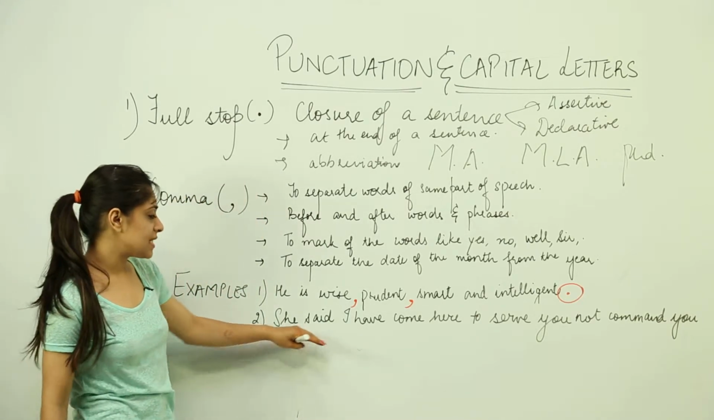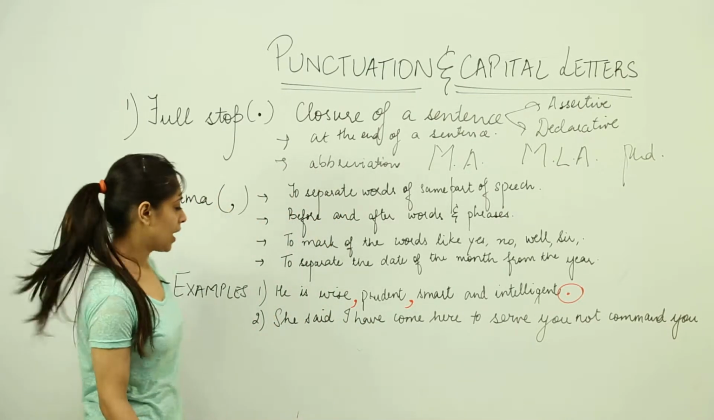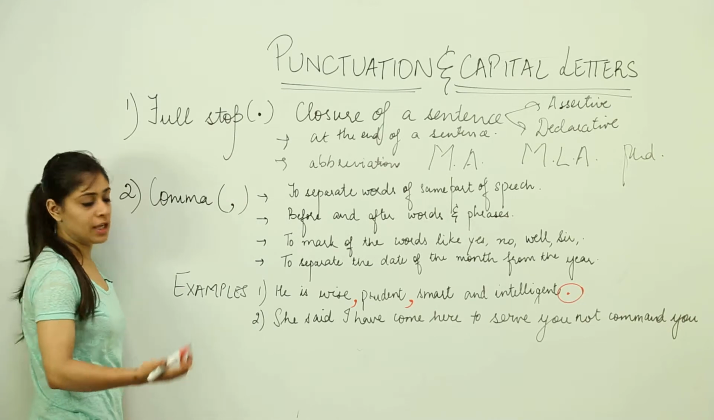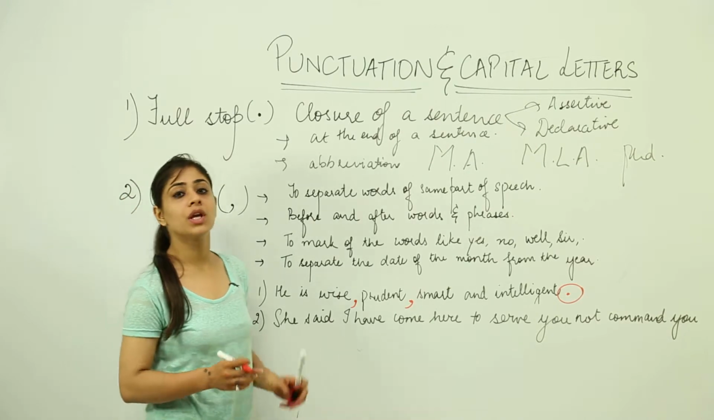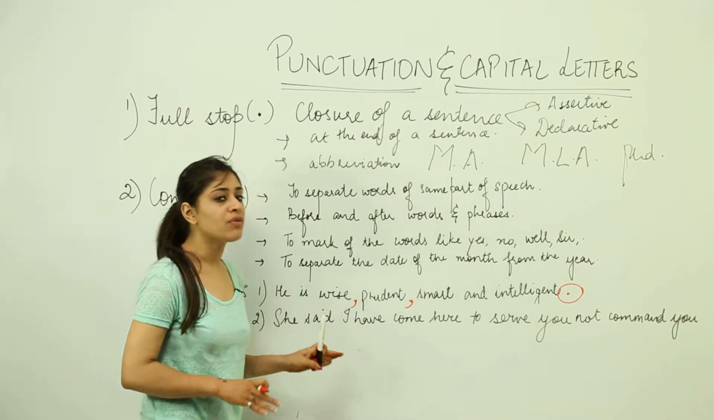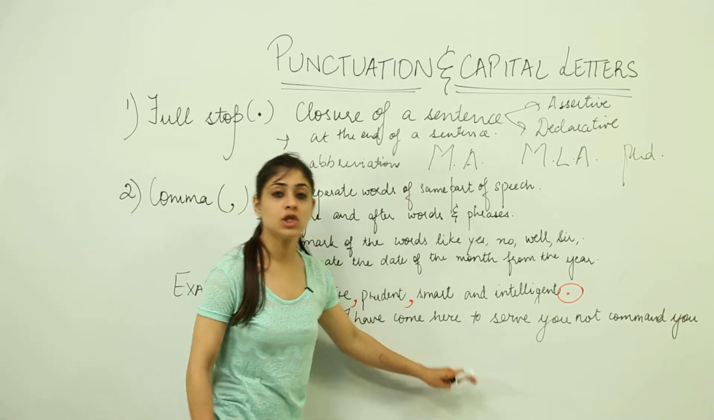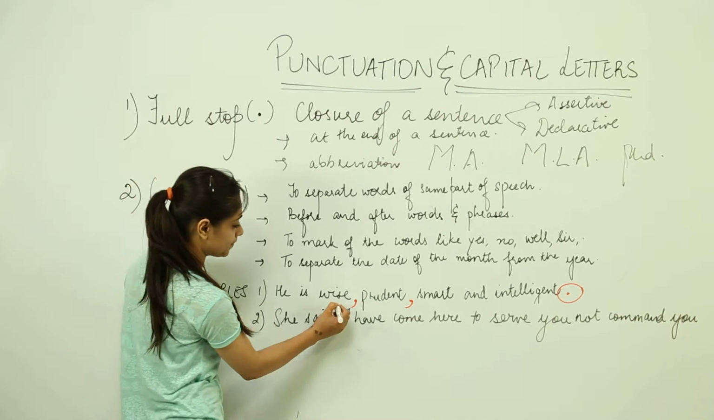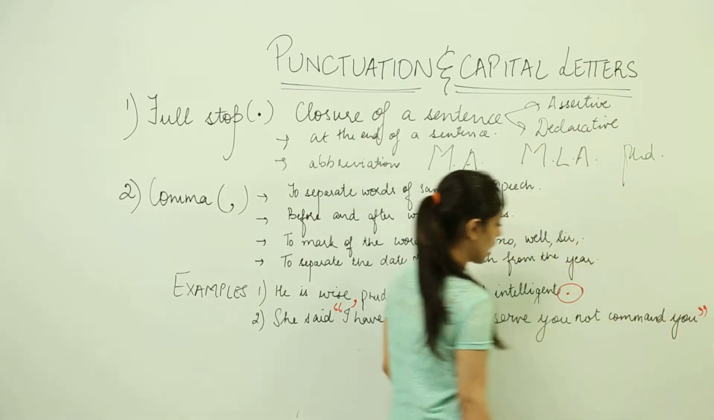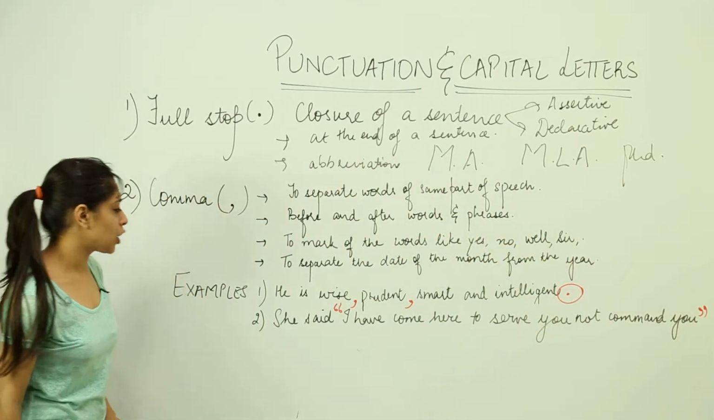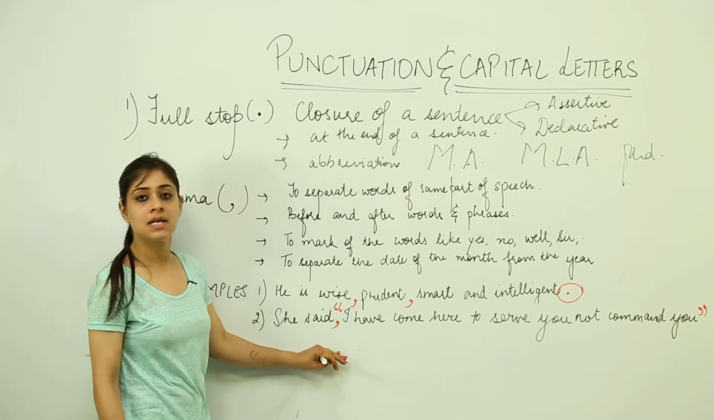Moving on to the next sentence, she said, I have come here to serve you, not command you. So this is a direct speech. For direct speech, as I told you, in direct and indirect sentences, we need to use inverted commas. We've not discussed inverted commas yet, but now that we can understand that this is a direct speech, let's put in the inverted commas first. Coming back to full stop and comma, she said, we put a comma to separate a direct speech.